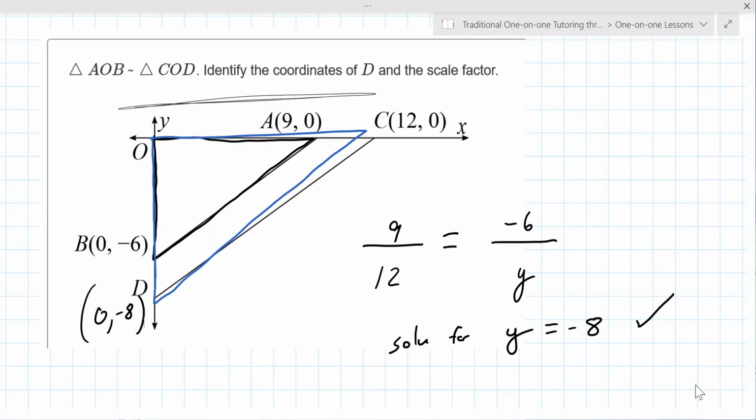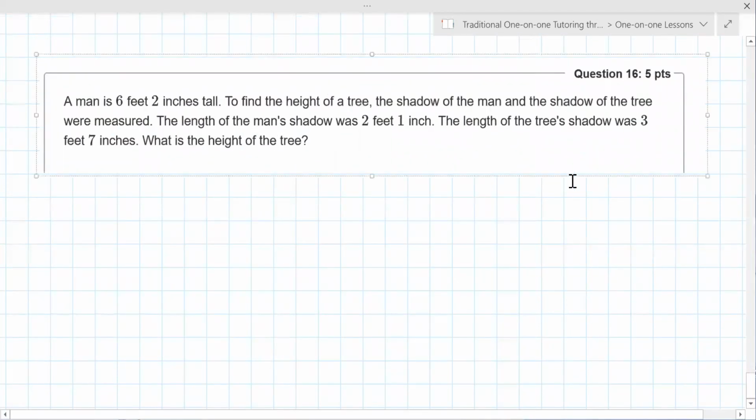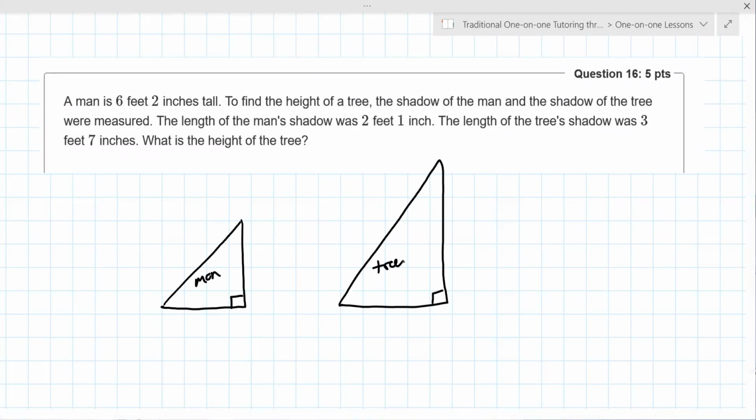So this is one of those story problems that you have to set up with two triangles. We did a bunch of these. So here's triangle 1. We'll call this the man. And then this is the tree. So I want you to try and label this on your own, and we'll compare in a moment.